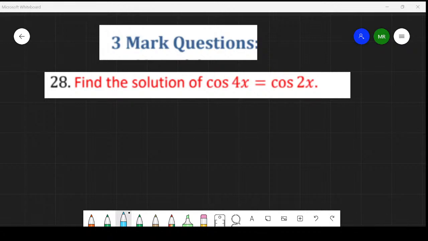Today, 3 marks questions. In the previous session, I did 1 mark and 2 marks questions. Today I am going to complete 3 marks, 5 marks and 6 marks questions. We have 3 categories, and first I am going to explain the 3 marks.